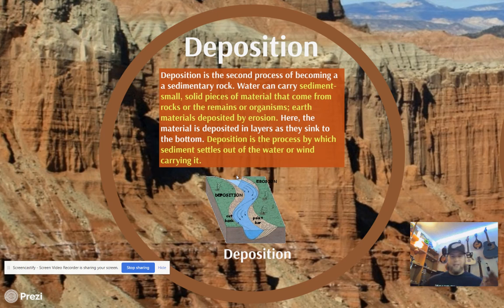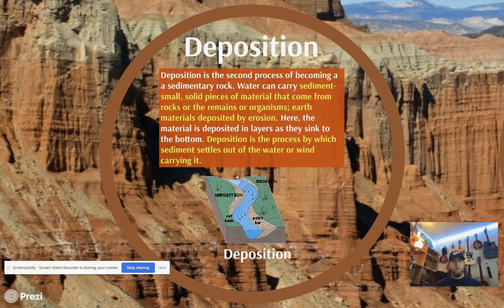Deposition is the second process of becoming a sedimentary rock, and water can carry the sediment, from small pieces to larger pieces, and it just takes it along the way. While it's going, it will hit other rocks. It could break up into smaller pieces, or a big boulder can just stay in one place. So there are many avenues that can be taken with deposition.